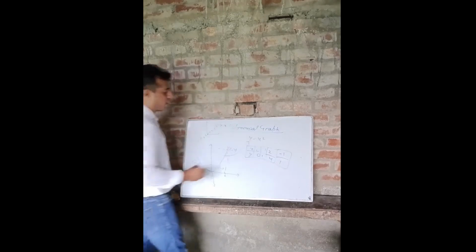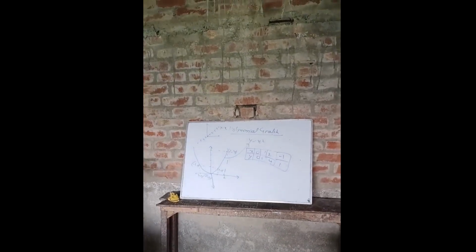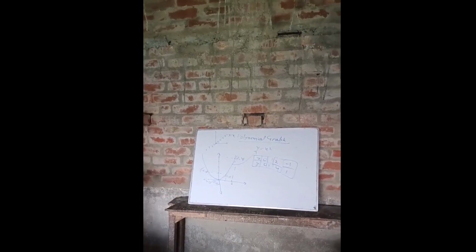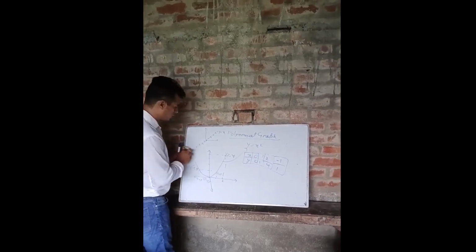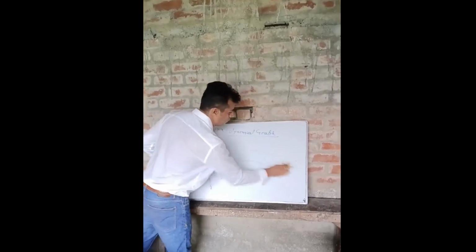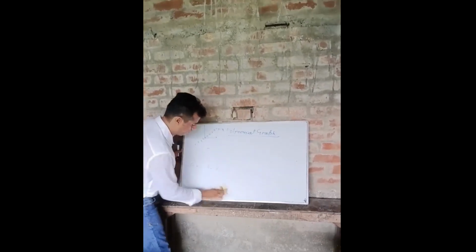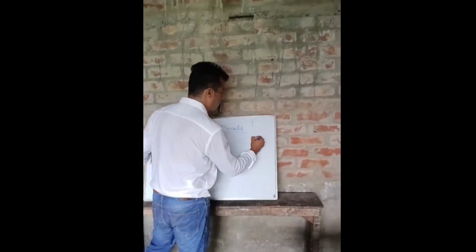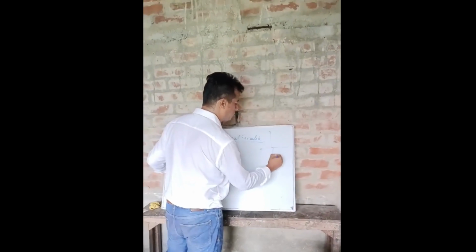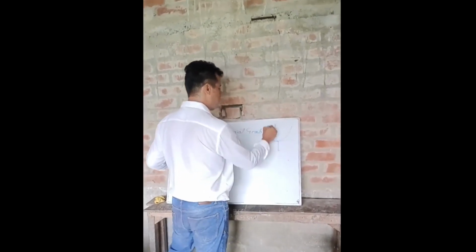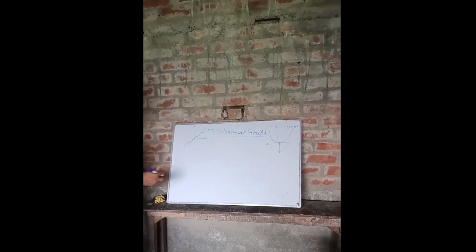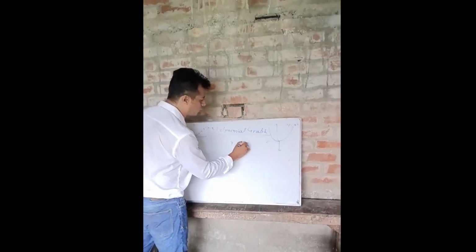So the graph of y equals x square comes like this. This is actually a parabola. So we have got the graph of y equals x square. Now we will draw the graph of y equals x cube.